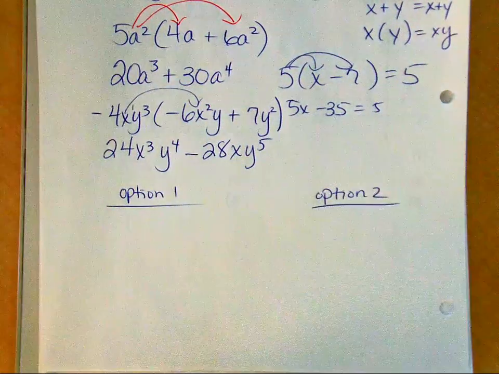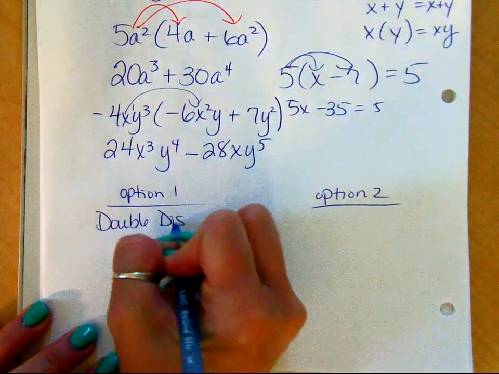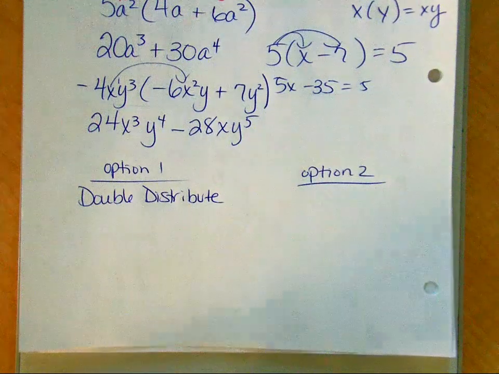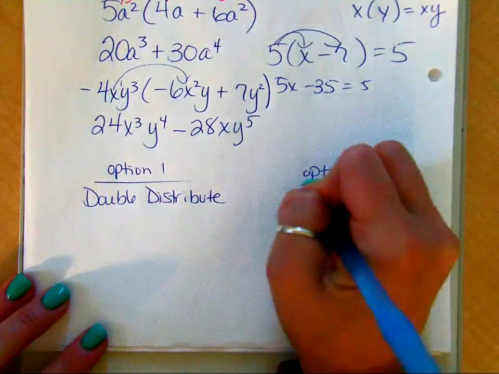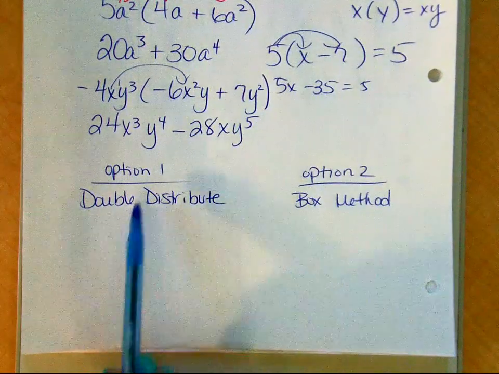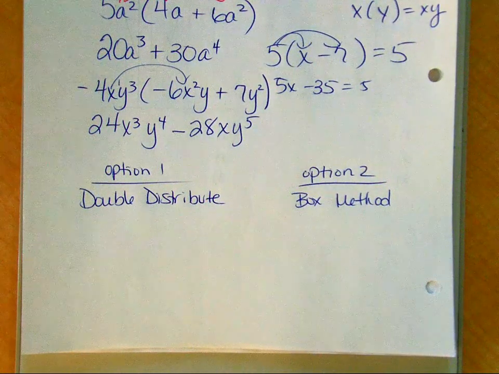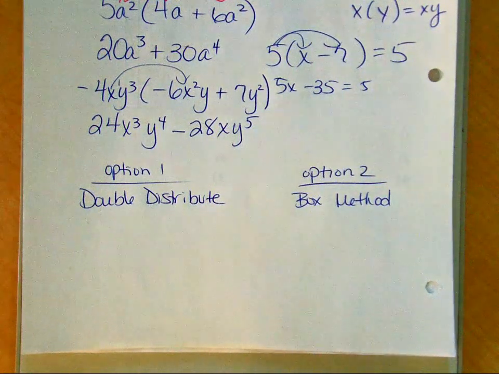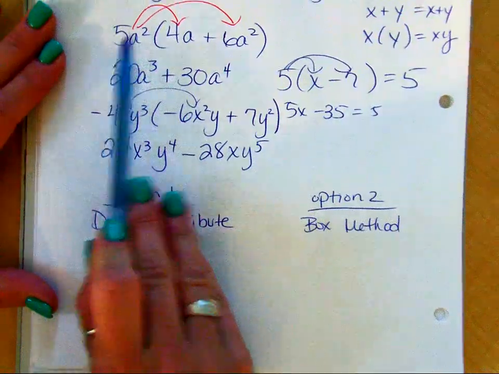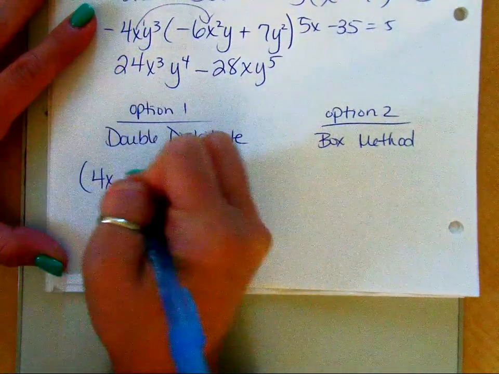So option 1 we're going to call the double distribute. Something we know, we're already a little bit comfortable with it. Option 2 is going to be called the Buck's method. I'm going to show you the double distribute first because it kind of goes well after what we were just doing here. Okay? So here's what the double distribute looks like. It says, don't just take a monomial and multiply it by a binomial. Take a binomial and multiply it by another binomial.